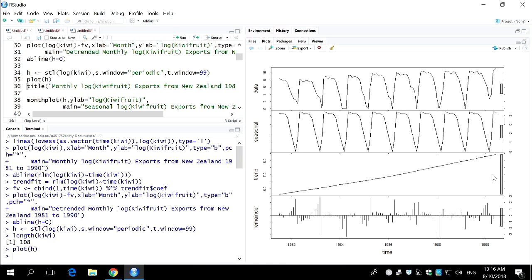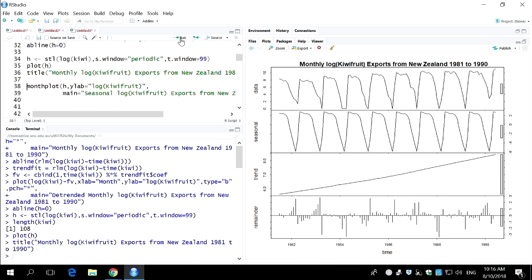Is that an effective graphical display? Probably not. This is just the way STL was written. What would be better would be to create a function which creates 4 panels all on the same scale. So from the point of view of graphical construction, you could write your own STL function and do that if you wanted to. But anyway, we're sticking with what's in R. So there's my original series, my seasonal, my trend, my irregular. Okay, put a title on.